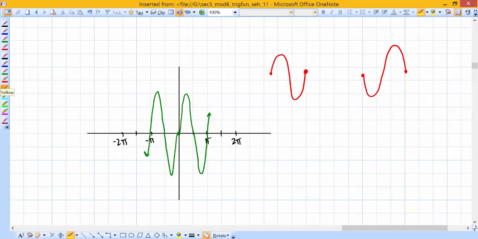So here's my center, my 0. It goes up, all the way down to the bottom, and then back up. So in this case, the graph has a period of pi with an amplitude of 3. So take your time on those.